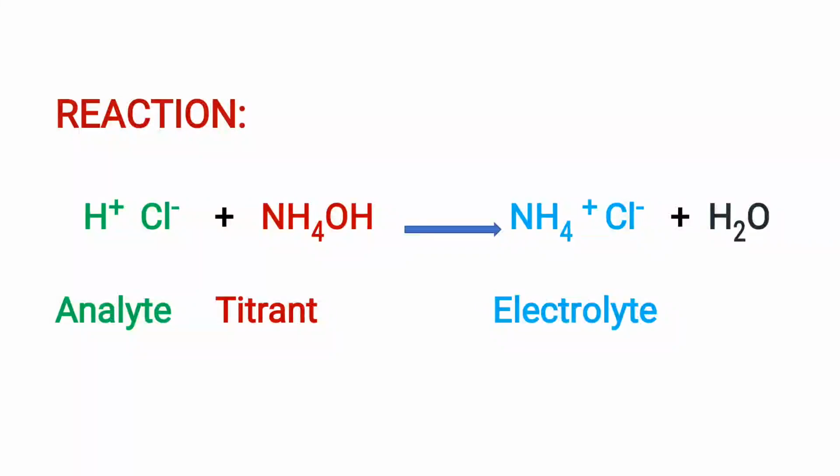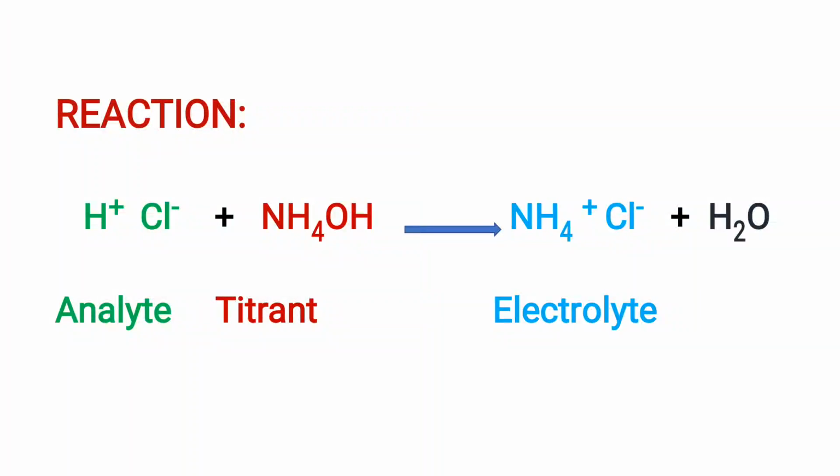Strong acid versus weak base. Take the example of hydrochloric acid, a strong acid, and ammonium hydroxide, a weak base. The reaction is: hydrochloric acid is treated with ammonium hydroxide to give ammonium chloride and water. Hydrochloric acid is the analyte and ammonium hydroxide is the titrant, which is taken in the burette.